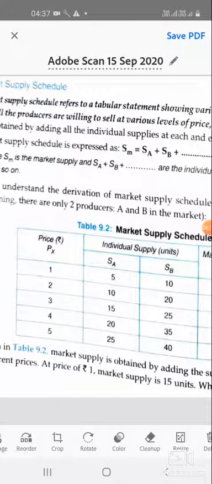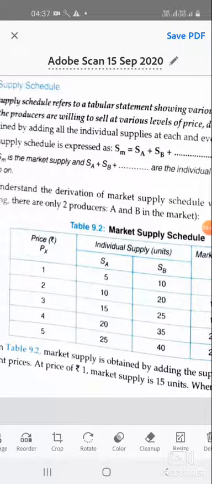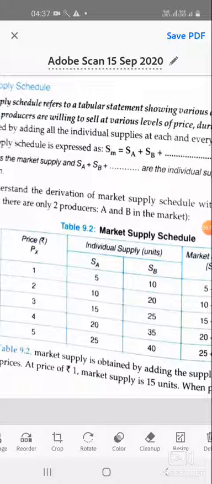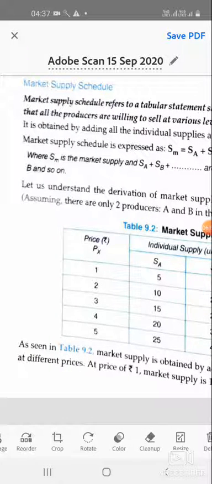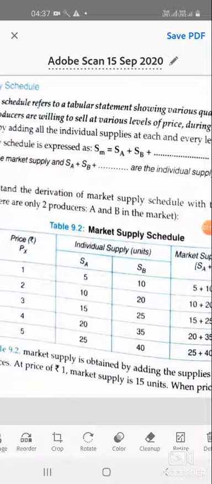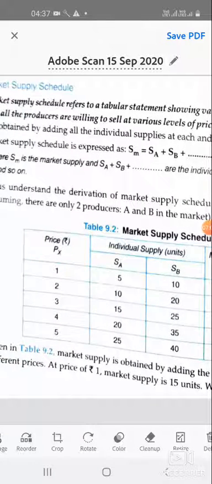At the price of 3 rupees per unit, A is supplying 15 and B is supplying 25. The total becomes 40. At the price of 4, A is supplying 20 and B is supplying 35. It becomes 55. And at 5 rupees per unit, A is supplying 25 and B is supplying 40 units, and it becomes 25 plus 40, which is equal to 65.